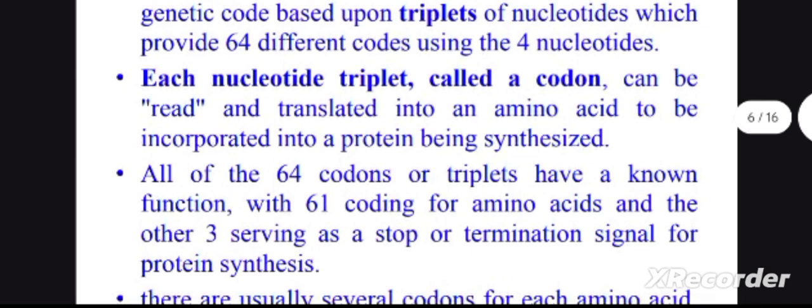The specific amino acid is determined by the genetic code, based upon triplets of nucleotides, which provide 64 different codes using the 4 nucleotides. Each triplet is called a codon; for example, AUG can be read and translated into an amino acid to be incorporated into the protein being synthesized. All of the 64 codons have a known function, with 61 coding for amino acids and the other 3 serving as stop or termination signals for protein synthesis. The other 3 are the stop codons.